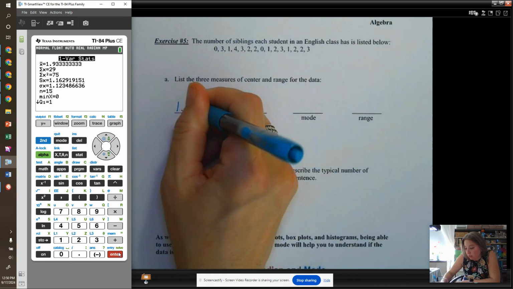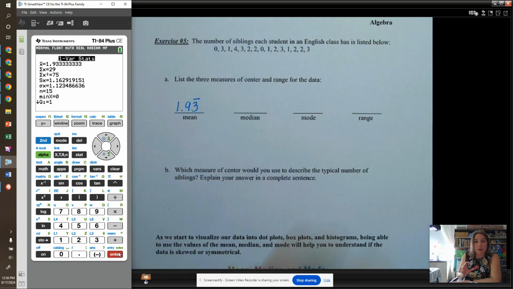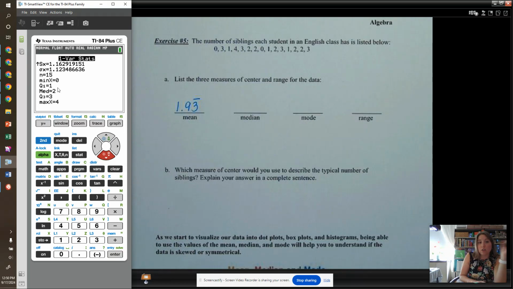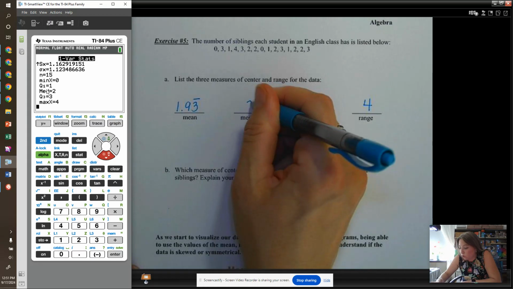I can put that repeating bar over the 3. So this is 1.93 repeating, very close to 2. There's not going to be a 1.93 number of siblings, right? That's part of the issue with the mean as well. It's not going to give me a whole number sometimes. Now if I arrow down, I do see before I even arrow down that n equals 15. I had 15 data values that I entered, and I can see my range is my maximum of 4 minus my minimum of 0. 4 minus 0, of course, is 4 as my range. I look for my median, and my median was 2.